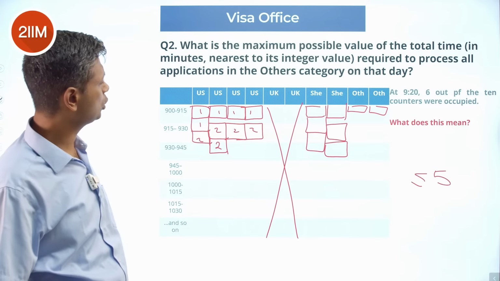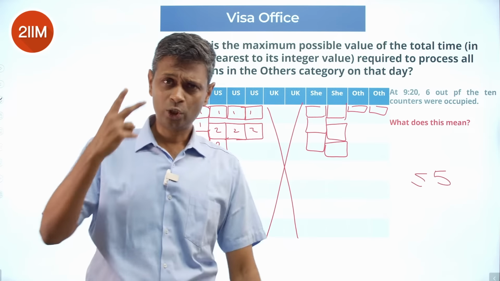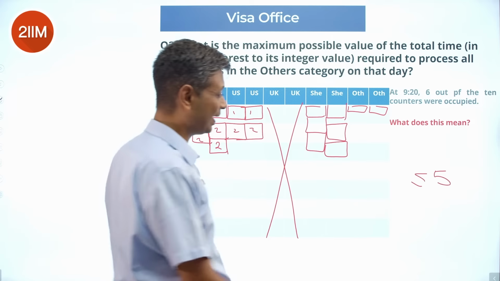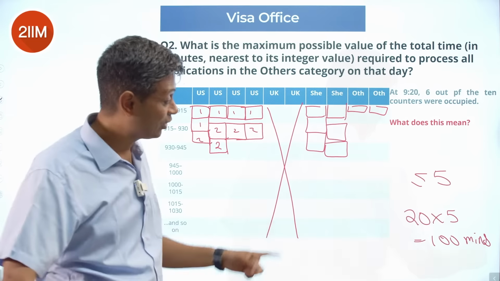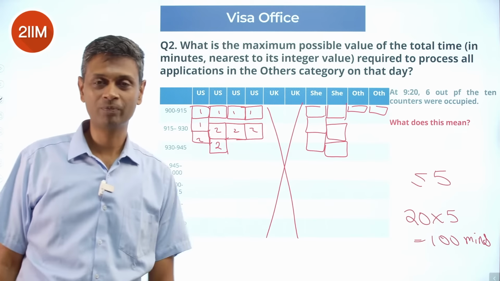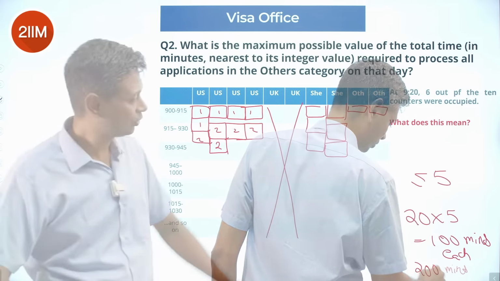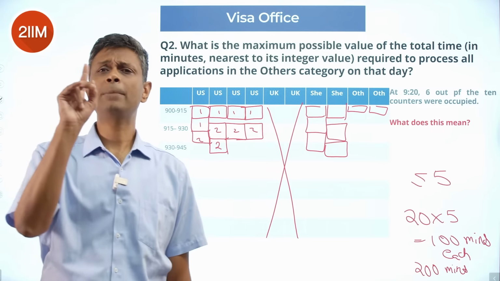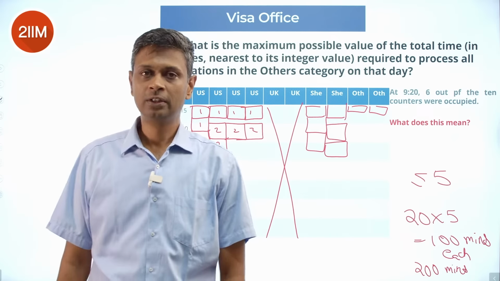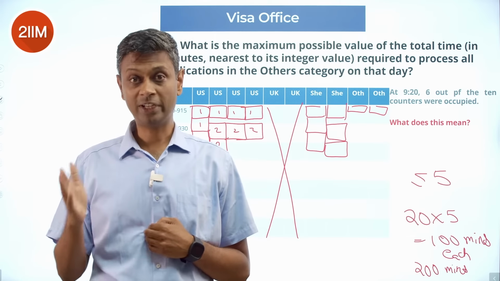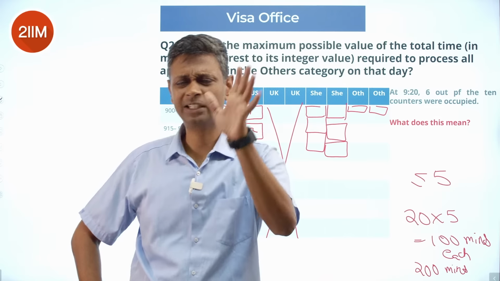The maximum possible total time, to the nearest integer, to process all applications in the other category. In each slot, there are two others applications, 10 slots. So there are 20 others applications. Maximum time taken is 5 per application. There are 20 slots per counter, 40 applications totally. Maximum time taken per other category person is 5. So each counter can possibly process for 20 into 5, 100 minutes. Two counters, 100 plus 100, 200 minutes is the maximum they are working. Still a good place to work.